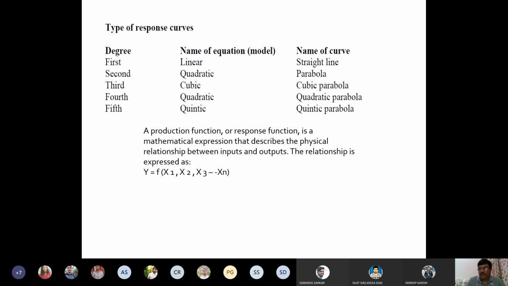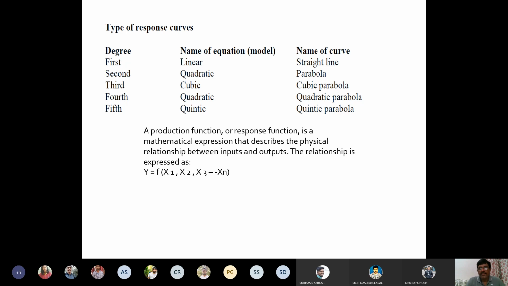So far as response curves are concerned, for the relationship between dependent and independent variables there are different kinds of curves or equations. Equations and curves are the same; curves are just the graphical representation of equations. First degree is generally a linear relationship, and the curve is a straight line. Second degree means x power 2, a quadratic relationship, and the curve is a parabola. Third degree is cubic, and the curve is a cubic parabola, and so on.